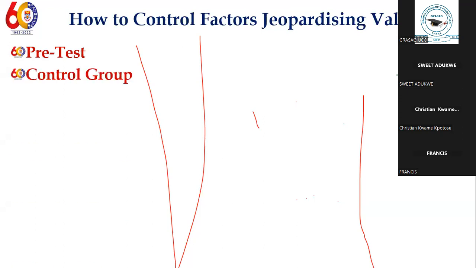Again, there is the need for a control group. So for the control group, if you're using a control group, these control groups are not exposed to the experiment. So you will see that they can help to reduce the effect of history, maturation, instrumentation, and other interaction variables. So this control group, their job is to see the differences that occur between your pre-test, the intervention, and the end of the intervention.